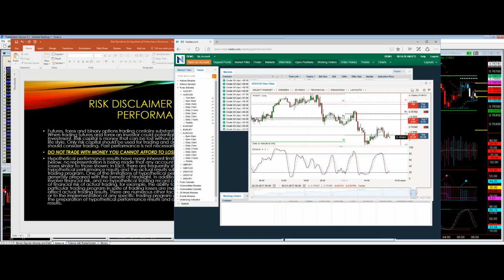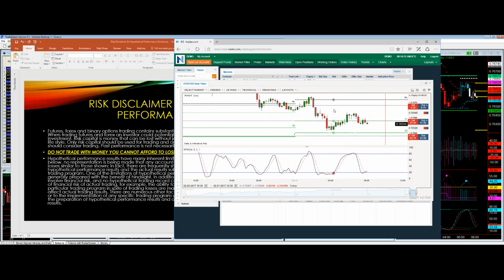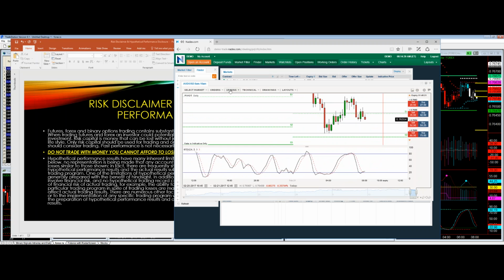I'm going to extend this out. And the first thing you want to do is say, okay, this is a 15-minute chart. Where is the reversal bar? Now, we did have a reversal bar here, but this is where we're at right now. Do y'all understand that?